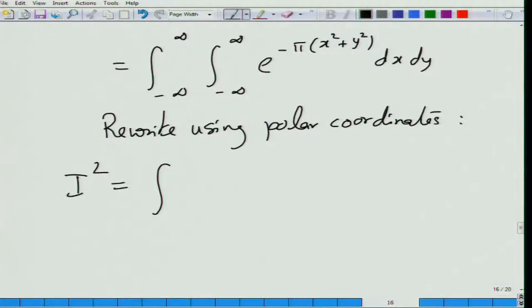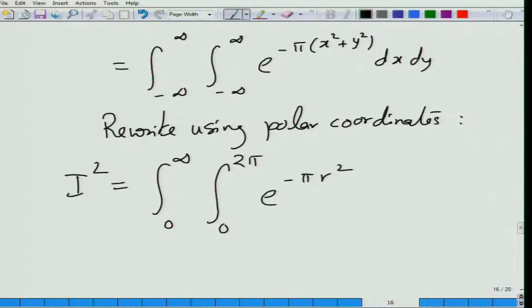So, polar coordinates will be r and theta. R will be going from 0 to infinity and theta will be going from 0 to 2 pi. What happens to the integrand e to the minus pi (x square plus y square)? X square plus y square is r square. So, that is minus pi r square. What happens to dx dy?